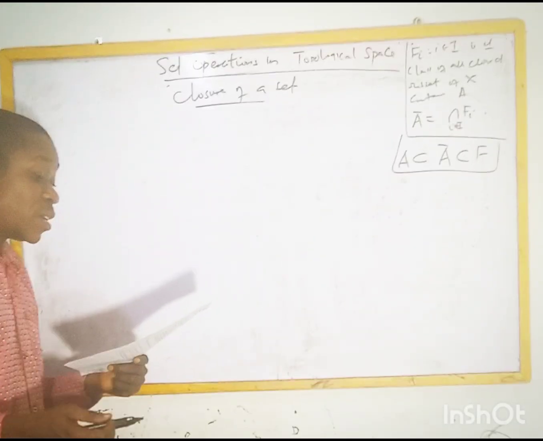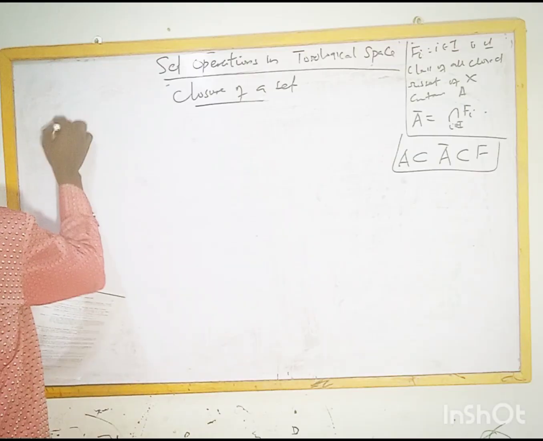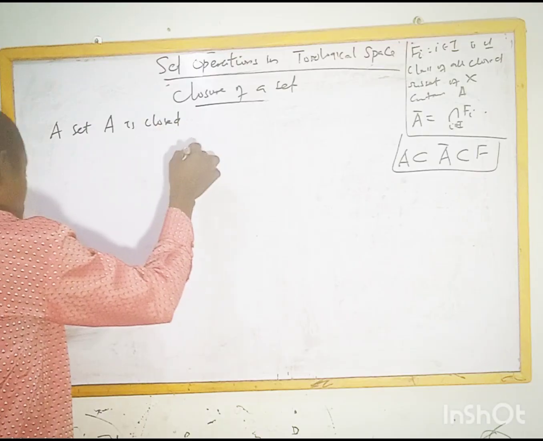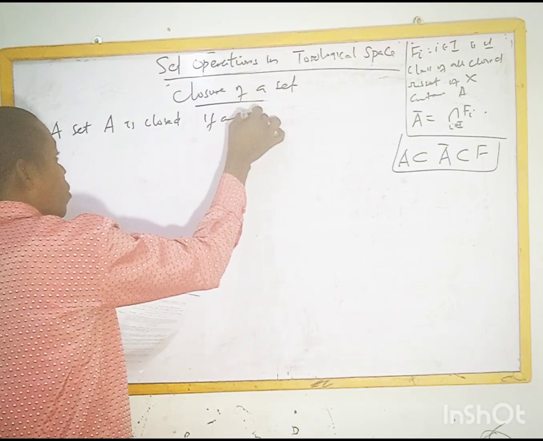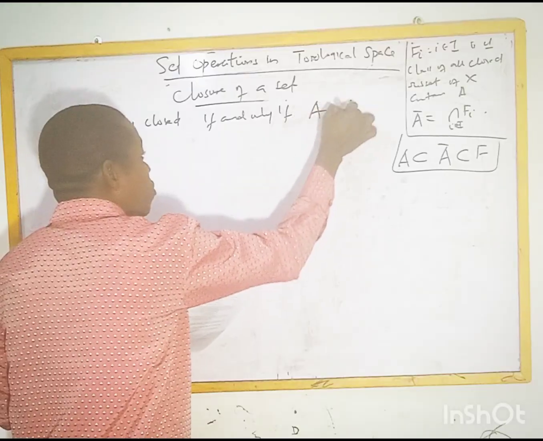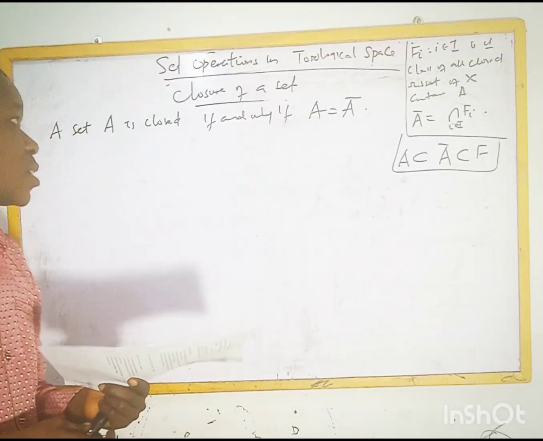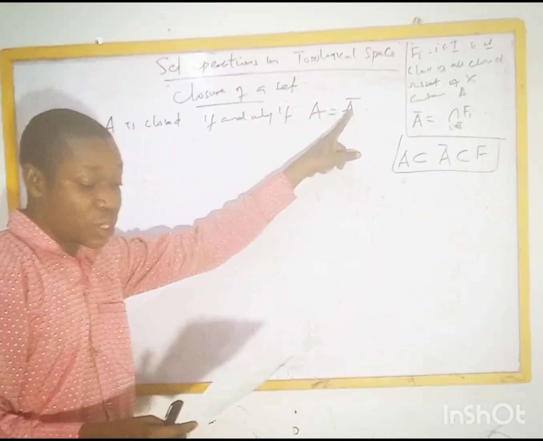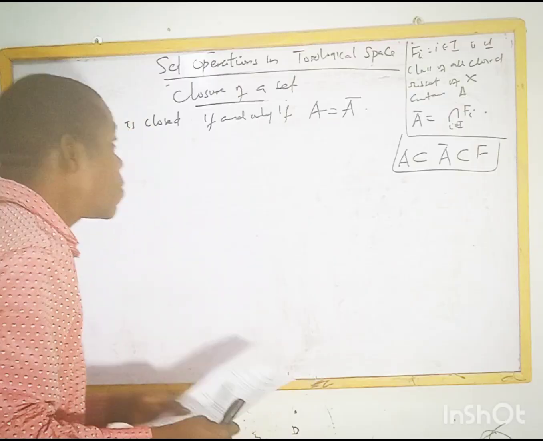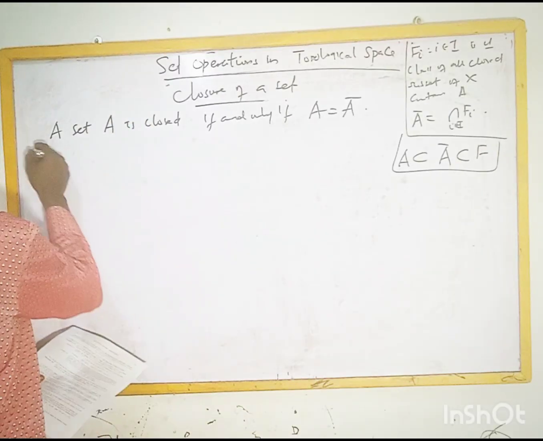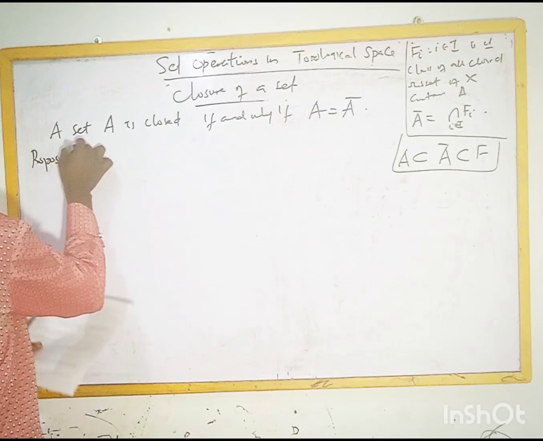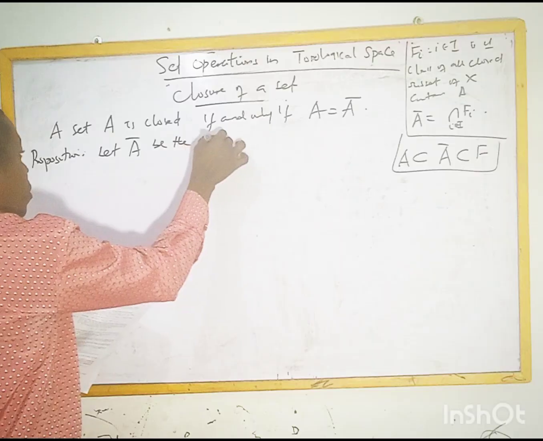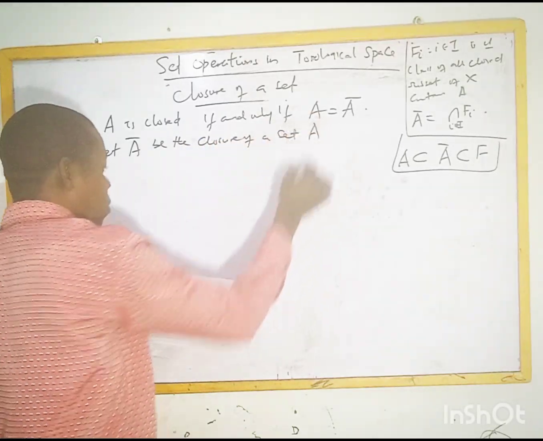I can have a proposition here that a set A is closed if and only if A is equal to the closure of that set. You can make it a proposition or a lemma by saying: let A bar be the closure of a set A.